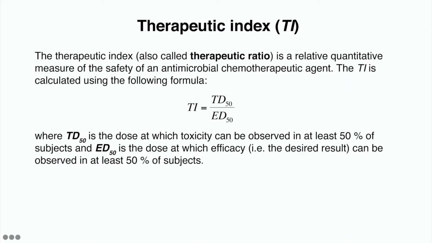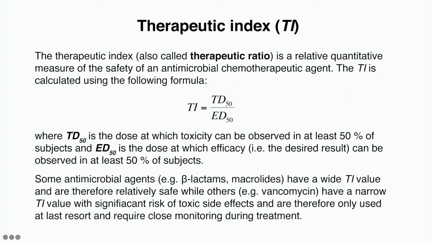The therapeutic index or therapeutic ratio is a useful way of quantifying the relative safety of an antimicrobial chemotherapeutic agent. The therapeutic index equals the dose at which at least 50% of the subjects display a toxic response, divided by the dose at which at least 50% of subjects display an effective response.